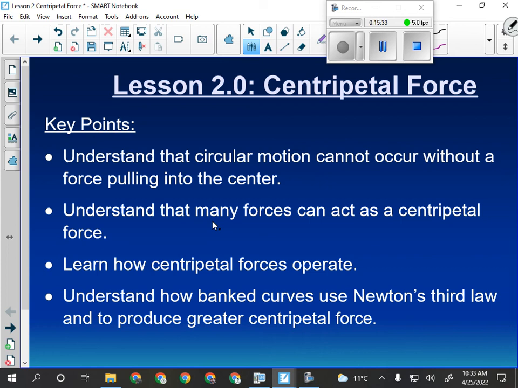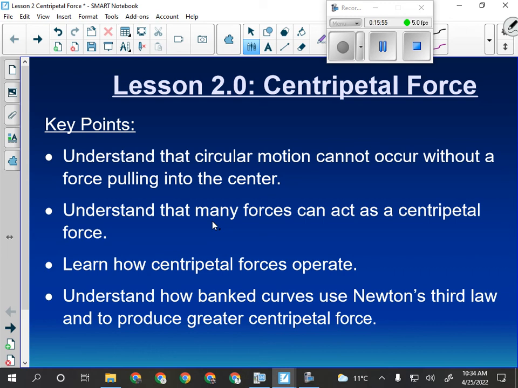So what keeps you in the loop is the seat. You push on the seat because of your inertia, and the seat pushes back towards the center, okay? And it keeps you in that loop. Okay, so circular motion cannot occur without a force that is pushing or pulling towards the center, okay? Lots of forces can act as centripetal forces, okay?